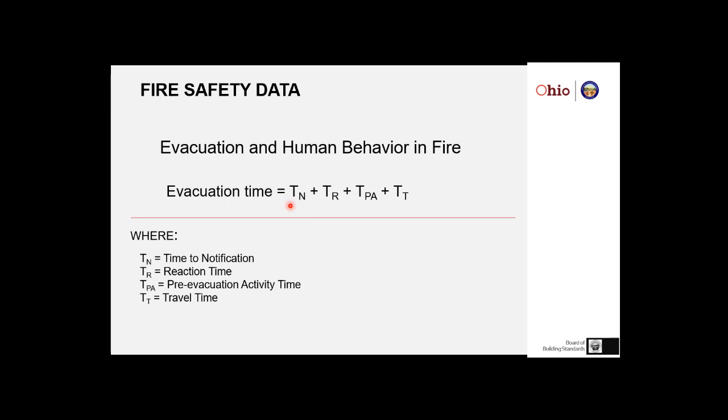And this is how fire protection engineers determine and design buildings. They model things. There are lots of egress models out there available. Now, this is a very high level evacuation equation. It's not this simple. This is oversimplified, and there are a lot of factors that go into these equations, more so than what you see here. But we just wanted to simplify and show you how this all works together.